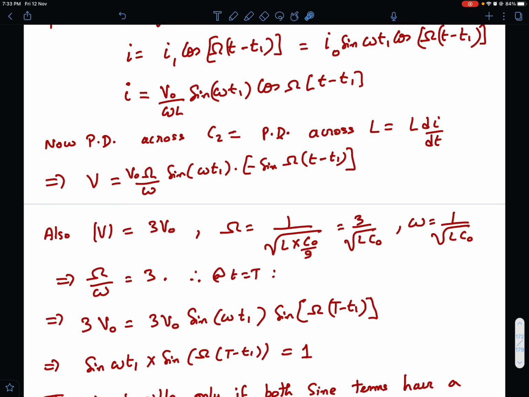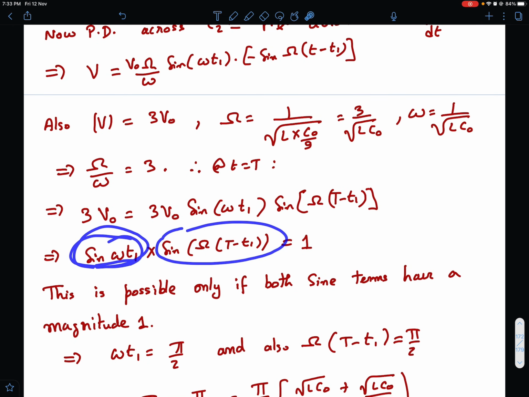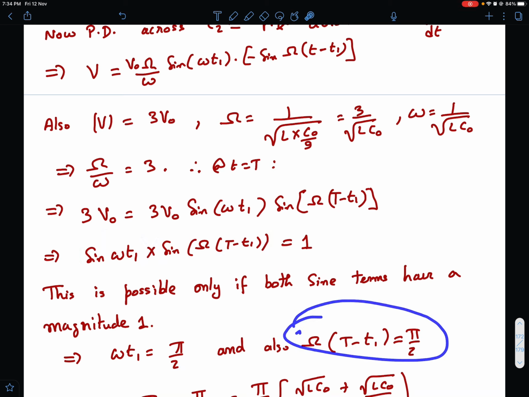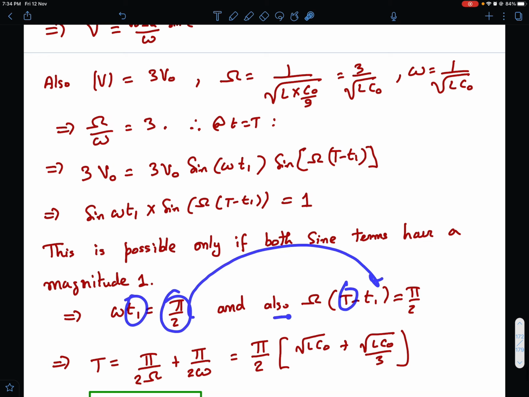That means this is also 1 and this is also 1, or maybe could be minus 1, but we want the least value of capital T. That will happen if you choose the positive 1 values. So sine omega t1 is 1. What can be the least value of t1? Omega t1 can be at least pi by 2, nothing less than pi by 2, if you want this factor to be 1. And if you want the least value, capital omega into (t minus t1) should also be equal to pi by 2. So you put t1 from here, that is pi by 2 omega, into this and solve for capital T.